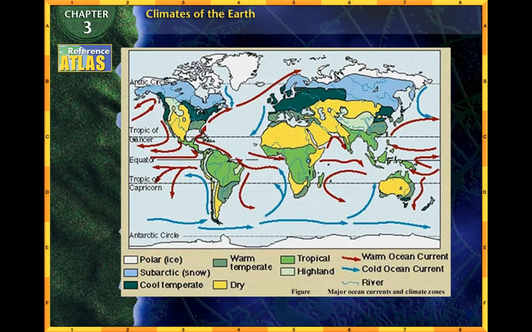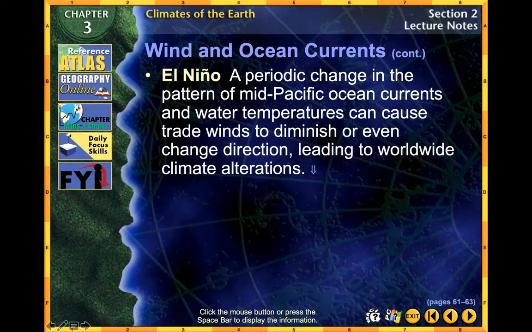All right, here's just some of the different ocean currents and how they end up affecting or where they go through the climate zones. Okay. Now you've got a couple other things you need to be aware of.